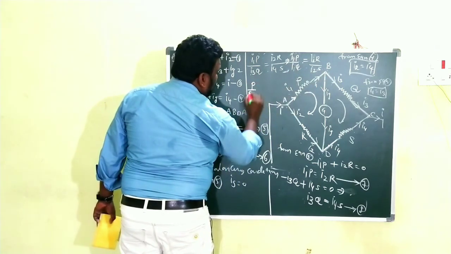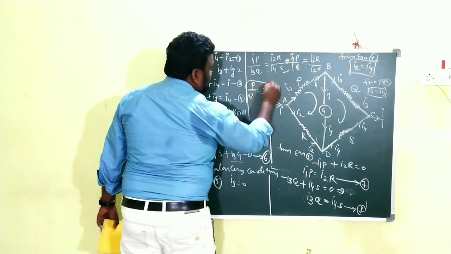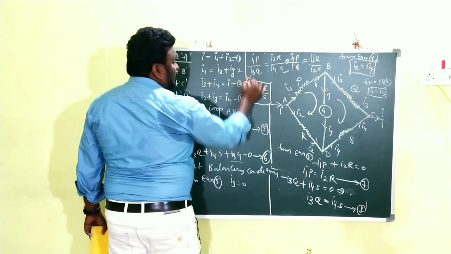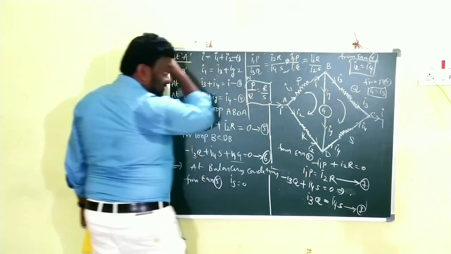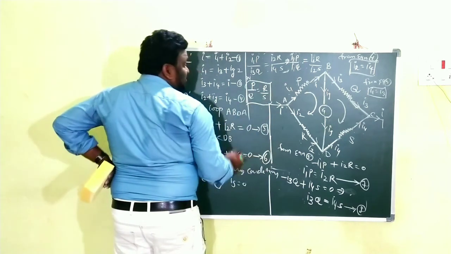P by Q is equal to R by S. So this is the final equation, children. So this is what we call the balancing condition; we have a formula.